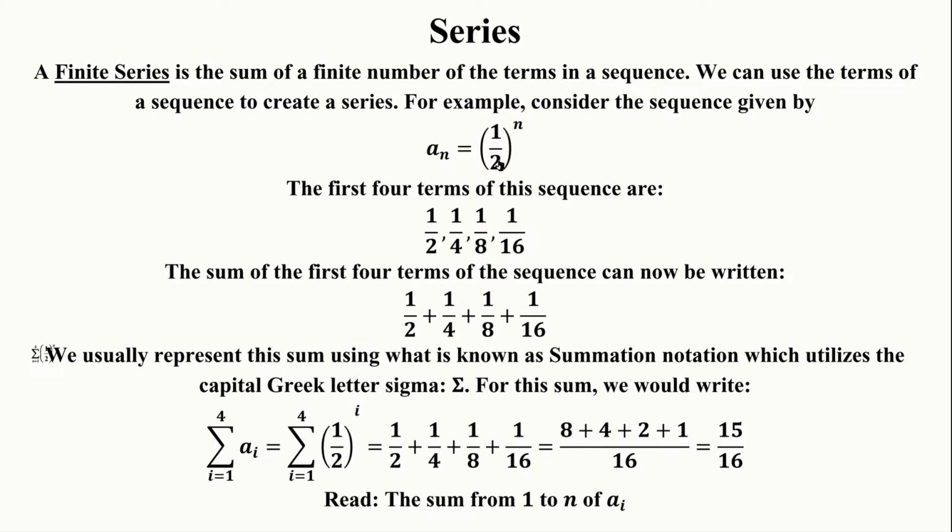Well, there'll be 1/2, and then square 1/2 to get 1/4, and then cube it to get 1/8, and then raise it to the 4th power to get 1/16. The sum of the first 4 terms of this sequence can now be written. Basically, we just write 1/2 plus 1/4 plus 1/8 plus 1/16. So when you see the word series, think what? Sum. That's all.